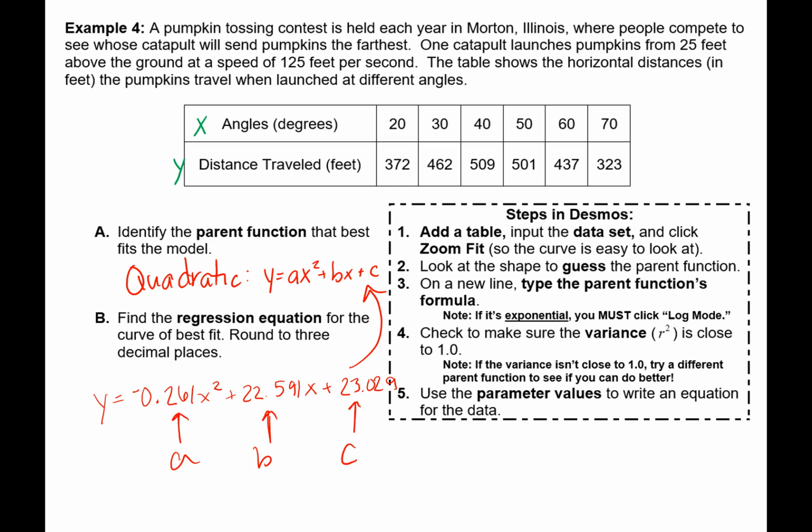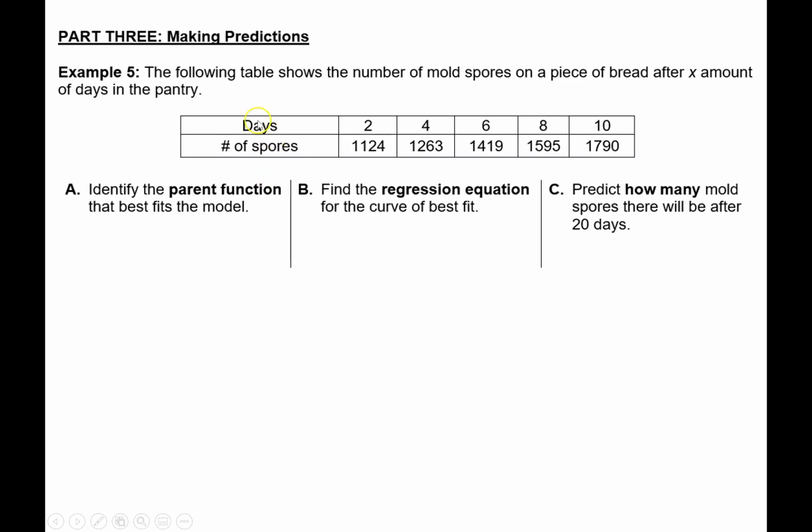All right. So the last thing that we need to do besides finding the regression equation is making a prediction for something that we don't have a data point on using our equation or using the graph in Desmos. So because I want to show you an exponential fit as well, rather than making a prediction based on this pumpkin catapult, let's go ahead and do this one.